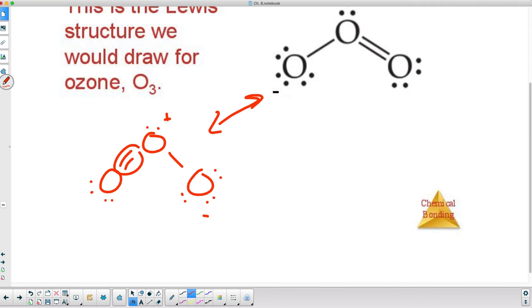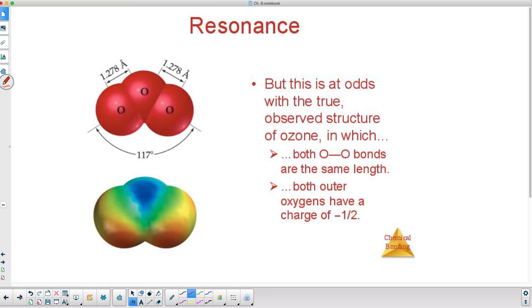This one has 2 resonance structures because there's only 2 possibilities to draw, to switch places with the single bond and the double bond. Other ones have more. So this is at odds with the true observed structure of ozone. The true observed structure of ozone has both of these bonds the same length, which means the bonds are exactly the same.